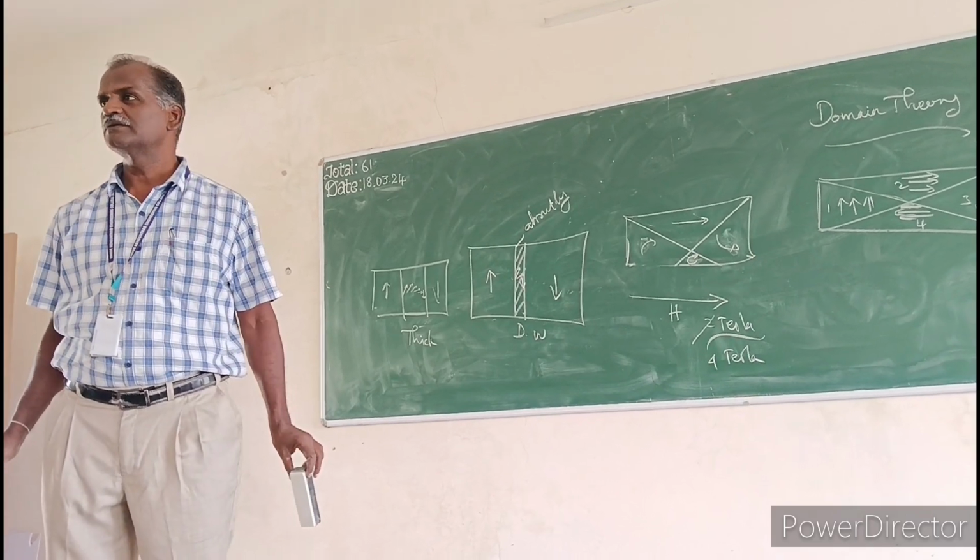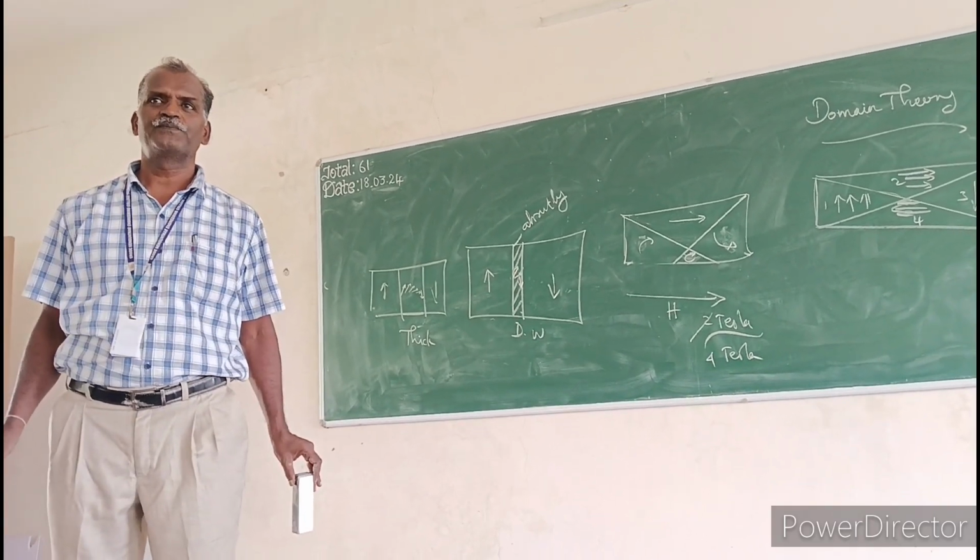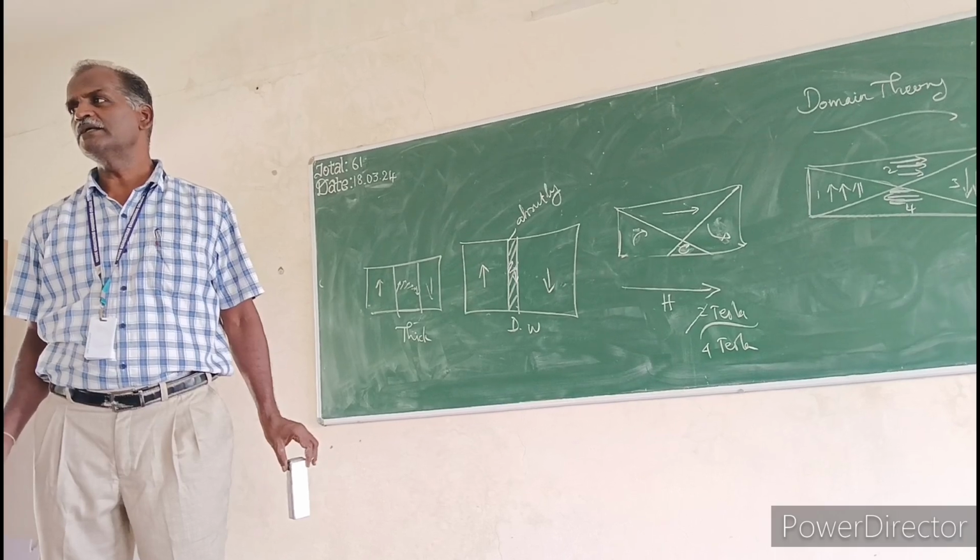Very clear? What are two types of walls? Thick wall and thin wall.